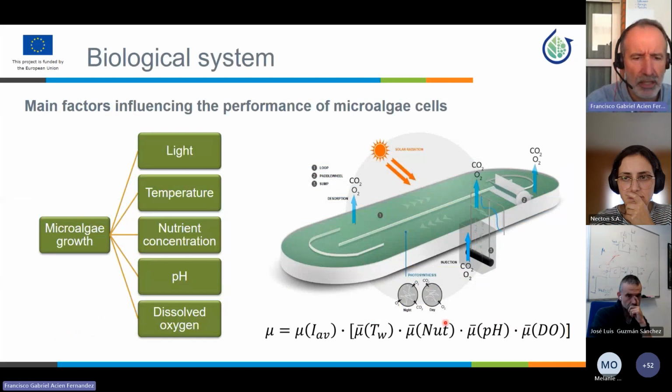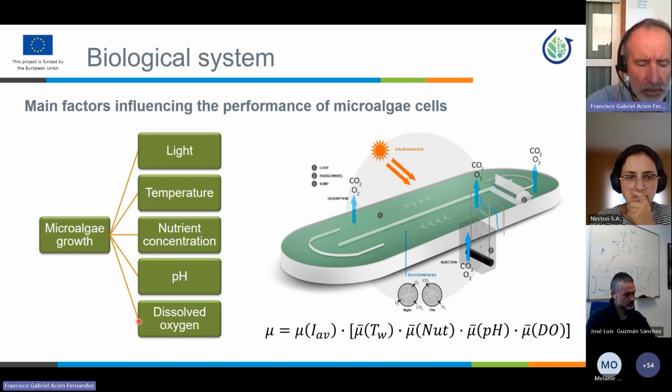Then, concerning the biological system, entering more in detail about the topic, most people know that microalgae growth is determined by a series of factors influencing the performance of the microalgae cells. When we are talking about autotrophic production, of course, light is the main and most important one, but the use of the light is also a function of how we are able to control the temperature, the nutrient concentration, the pH, or the dissolved oxygen to which the cells are exposed in the cultures. We already know that these phenomena affect the overall performance of the microalgae cells.